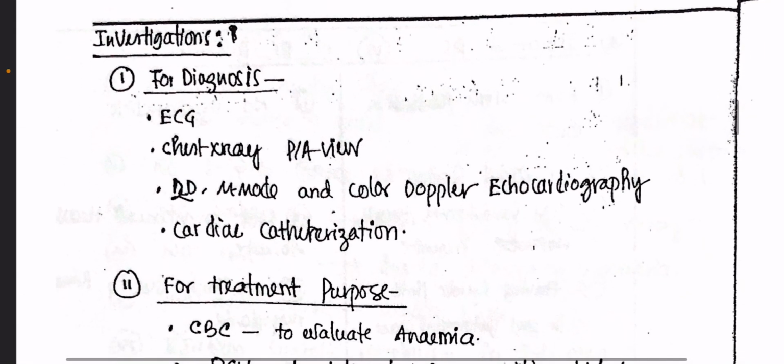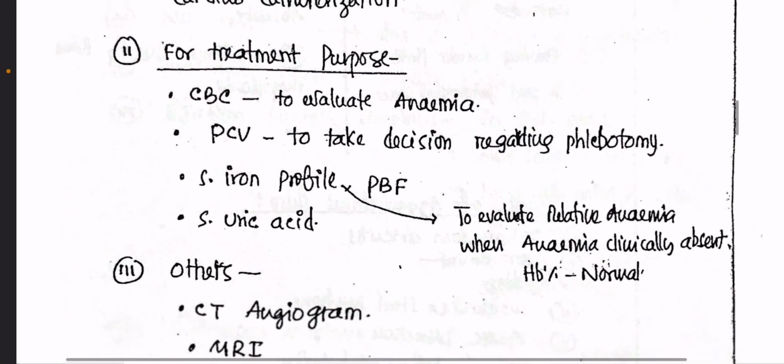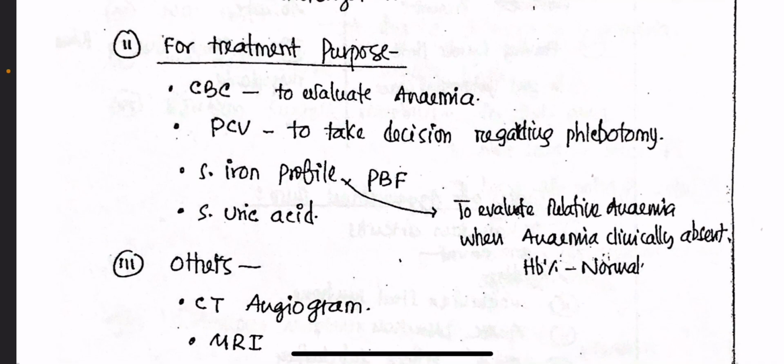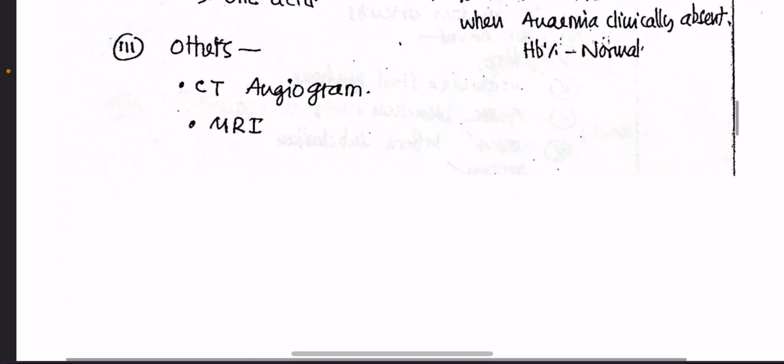Now, what are the investigations in TOF? For diagnosis of TOF, we can do ECG, chest X-ray, pulse oximetry, 2D M-mode and color Doppler echocardiography, cardiac catheterization. For treatment purposes, we can do CBC to evaluate anemia and polycythemia, packed cell volume to take decision regarding phlebotomy, serum iron profile and peripheral blood film to evaluate relative anemia when anemia is clinically absent and hemoglobin normal, serum uric acid. Other investigations are CT angiogram and MRI.